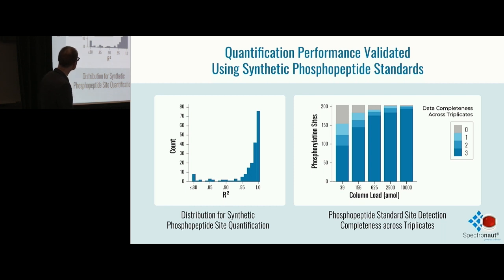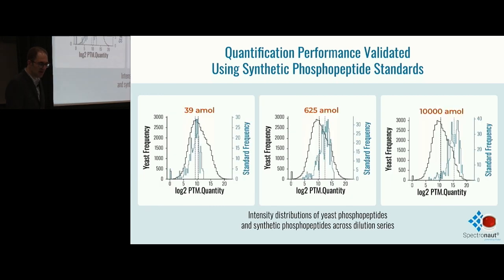So I was really impressed with the ability of the Astral and the Spectronaut tool to pull these out consistently and correctly. And then these plots are interesting because they show us how well we modeled the actual sample with this range of concentration.